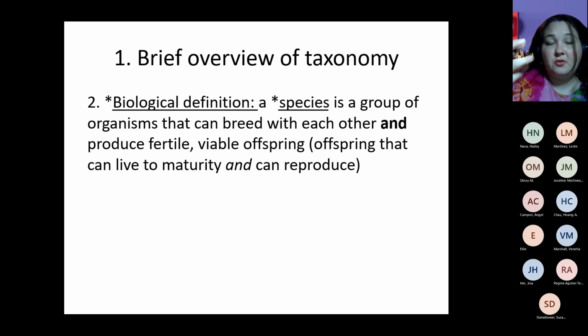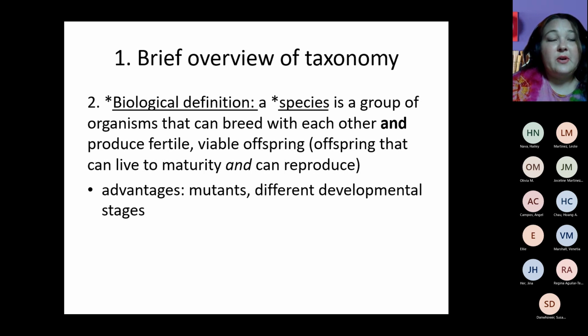These problems are solved with a biological definition of species, which says that a species is a group of organisms that can breed with each other to produce fertile, viable offspring. Fertile offspring means offspring that can reproduce, and viable offspring means offspring that live to maturity. This is really great because it will give us an answer to those questions.